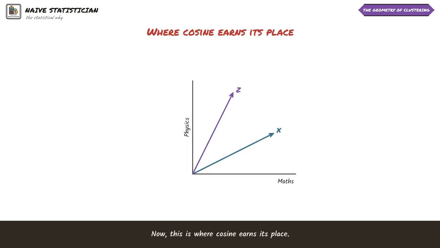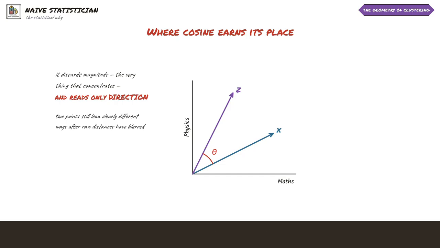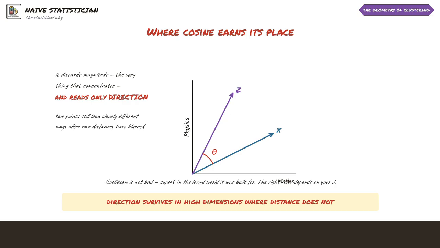Now, this is where cosine earns its place. It discards magnitude, the very thing that concentrates, and reads only direction, which stays informative. 2 points can still lean clearly different ways long after their raw distances have blurred. Direction survives in high dimensions where distance does not. Euclidean is not bad. It is superb in the low dimensional world it was built for. The right ruler simply depends on how many dimensions you are standing in.